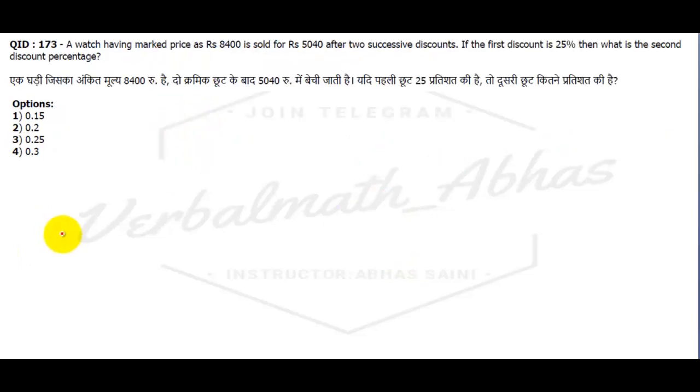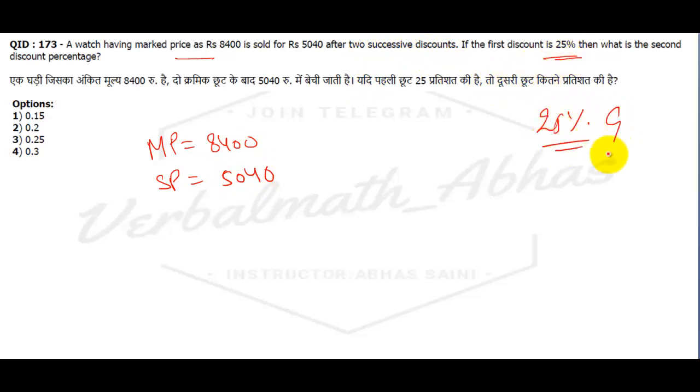Now next question. A watch having marked price MP of 8400 is sold for SP of 5040 after 2 successive discounts. The first discount is given as 25%. What is the second discount percentage? This is a good question, and I will mark it as a 2-star question, because it can take your time if you haven't practiced enough.